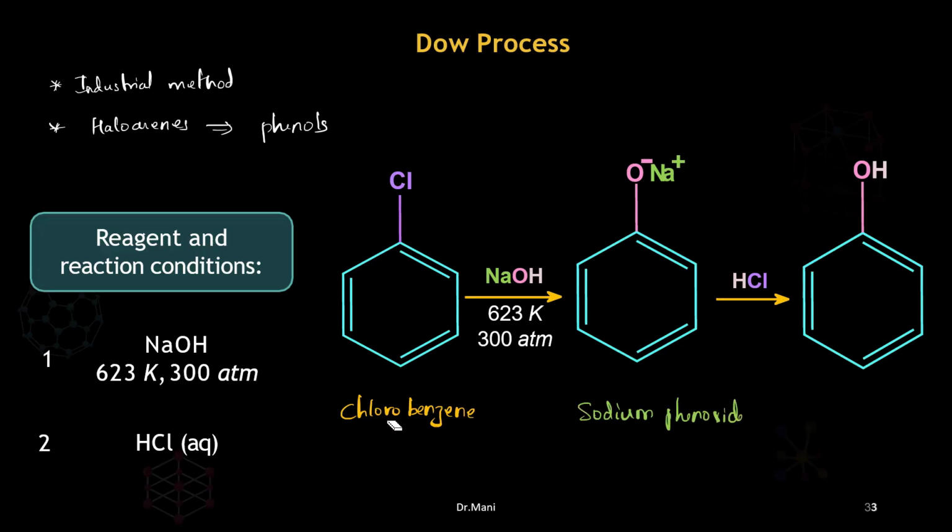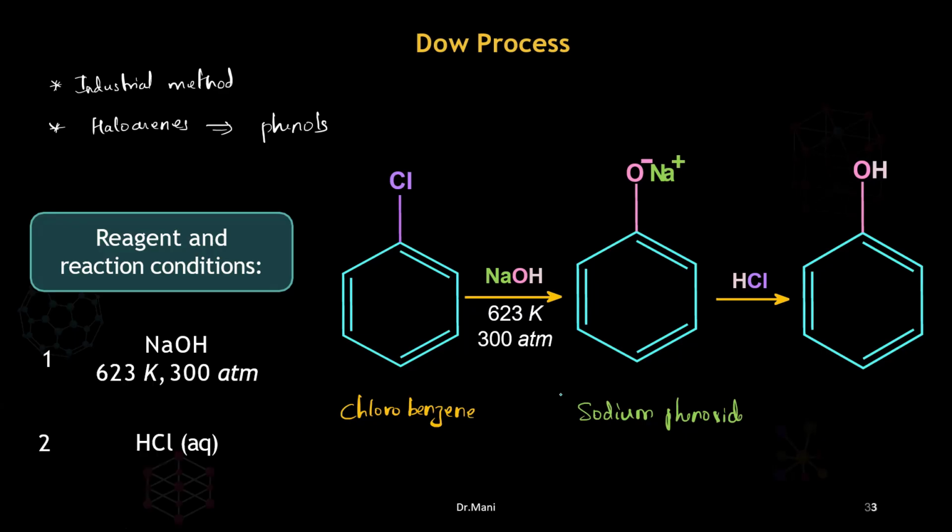And remember, the conversion from the chlorobenzene to sodium phenoxide will be taking place at a high temperature, at 623 Kelvin. So if you convert this into degrees Celsius, it would be 623 minus 273. You will be getting it in Celsius, and at 300 atmospheric pressure. So this reaction, in order to convert the chlorobenzene into sodium phenoxide, will happen at high temperature and high atmospheric pressure. Okay. So remember, here the reagents and the reaction conditions: the chlorobenzene should react with the sodium hydroxide, 623 Kelvin and 300 atmospheric pressure. So you will be getting the sodium phenoxide.